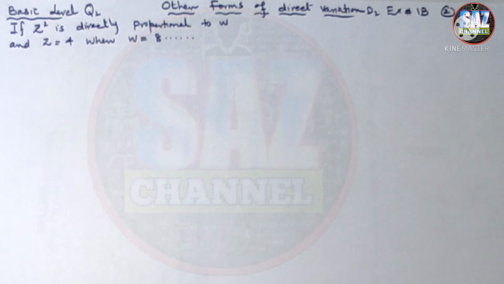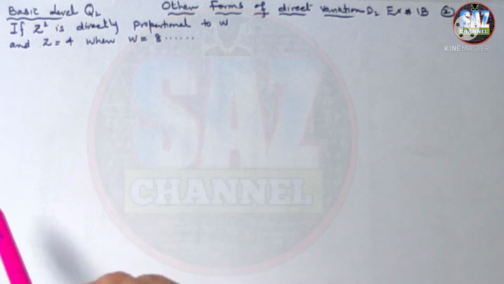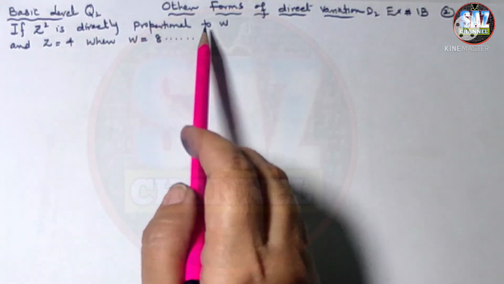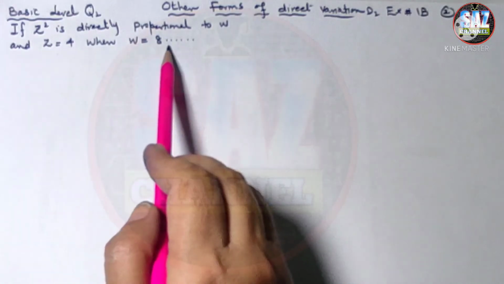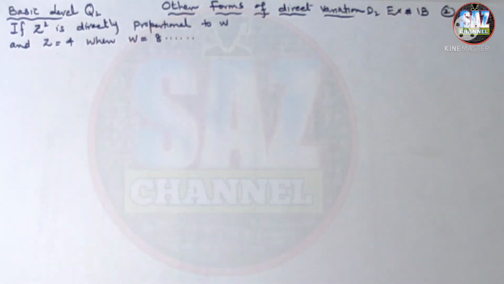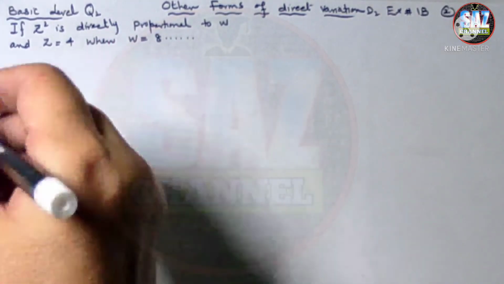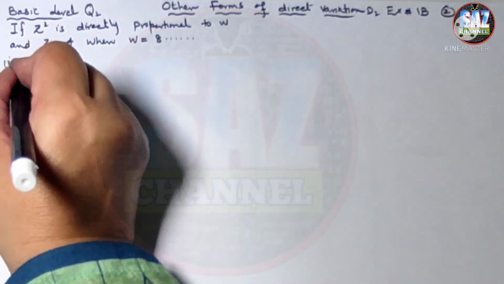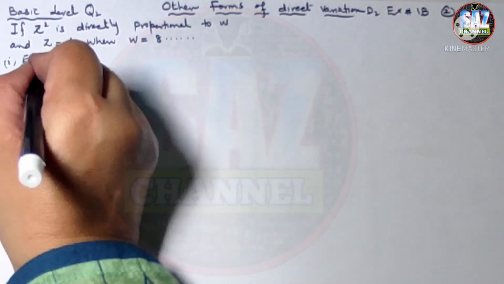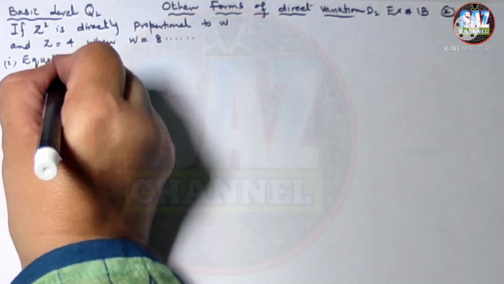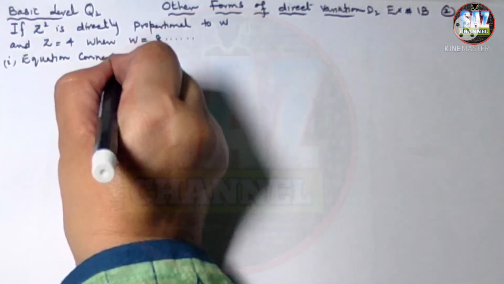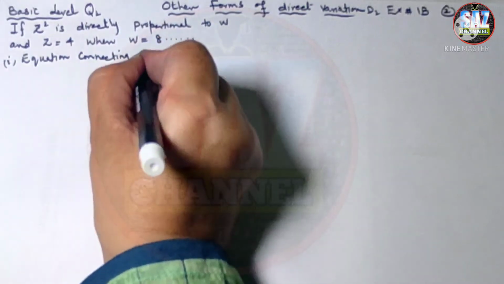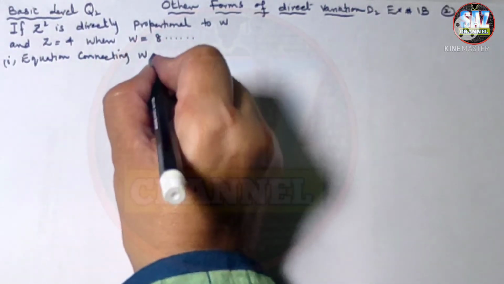Let's read question number 2 from the book. Question 2 says that if z square is directly proportional to w and z equals 4 when w is equal to 8, find the equation connecting w and z. We have to write the equation connecting w and z.